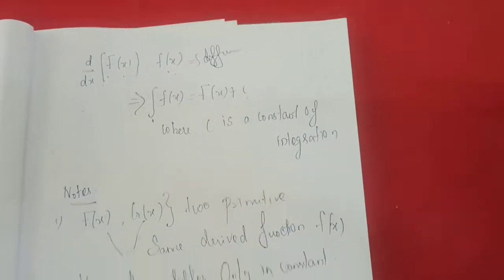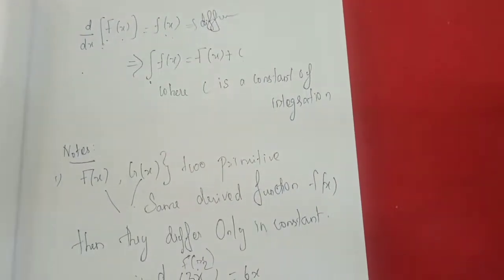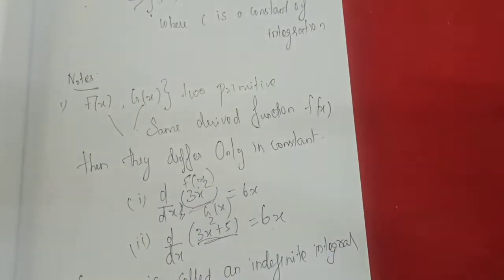Some basic notes I have taught you: if two functions have different primitive functions but give the same derived function, they will differ only in the constant term. Then the integral of f of x dx is called the indefinite integral. If there is a limit, we call it a definite integral. How do we notate integration? The symbol is an elongated S, which means summation. That's the symbol for integration.